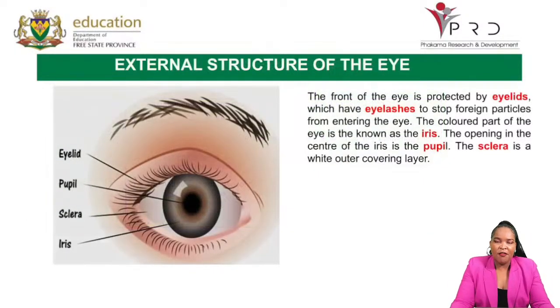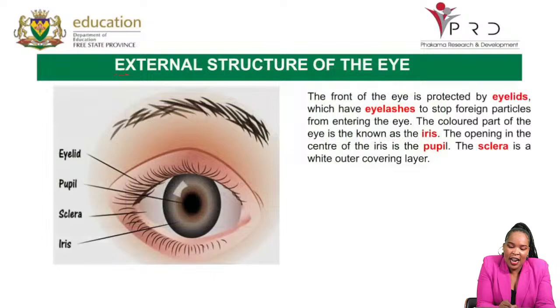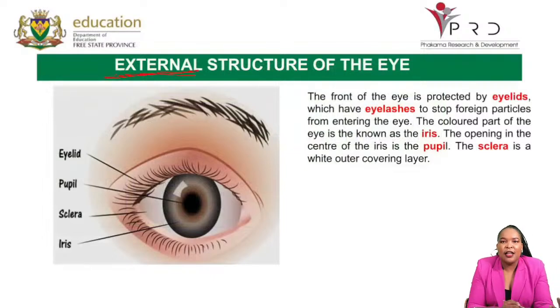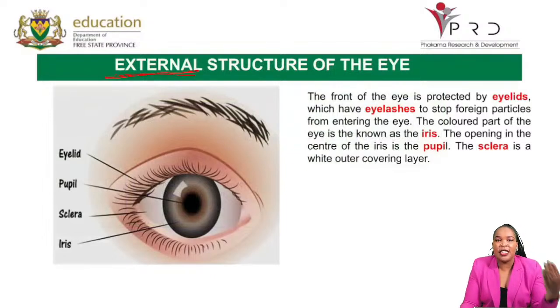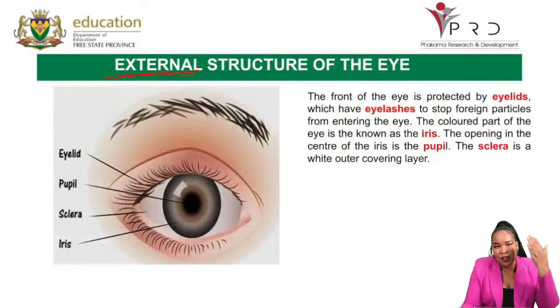Then you have the external part of the eye. When you are looking straight into the eye of the person sitting next to you, what you are seeing is the external part. What is external? Something that is on the outside. So you are seeing the outside part of their eye. So what is it that you can see? Everything that you can see is on the external.